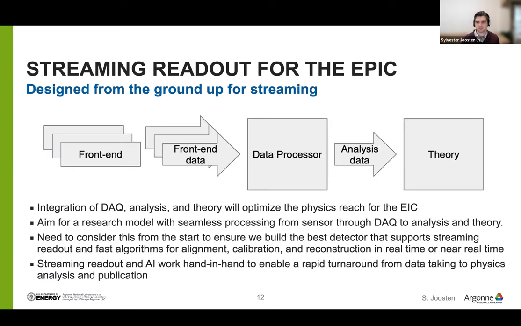Okay, so. Maybe a word about streaming readout. I'm not really an expert on streaming readout, but there are some other people in this call that could field questions asked on this topic.